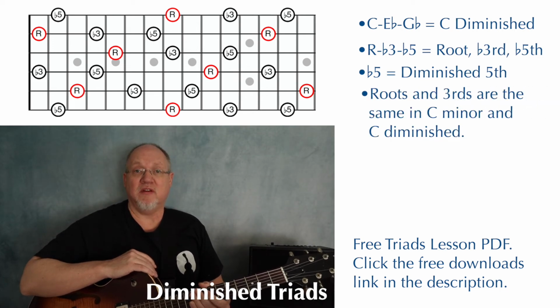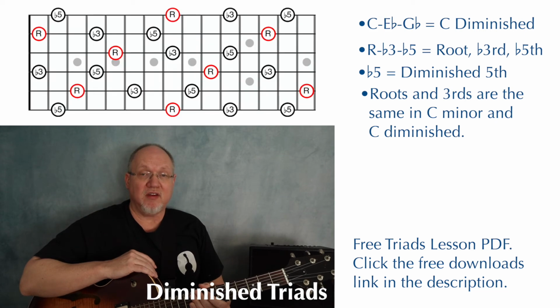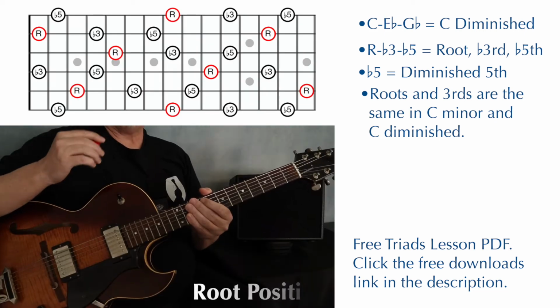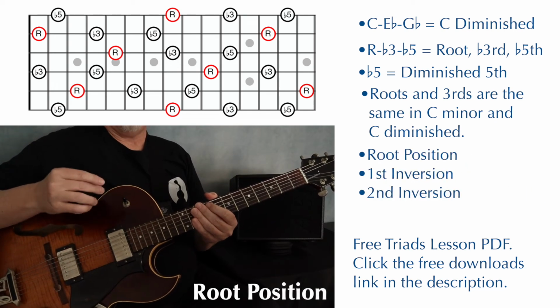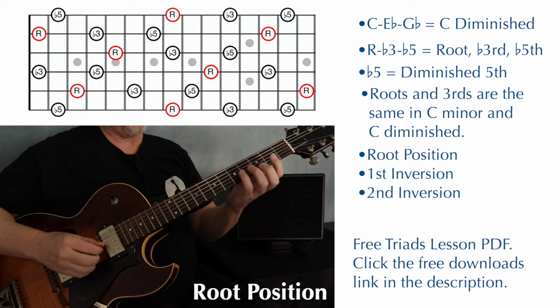If you compare this diminished triad map to the minor triad map, you'll see that the roots and flat threes are still the same, but the fives have all been lowered to flat fives or diminished fifths. And as with other types of triads, you can play diminished triads in root position, first inversion, and second inversion.